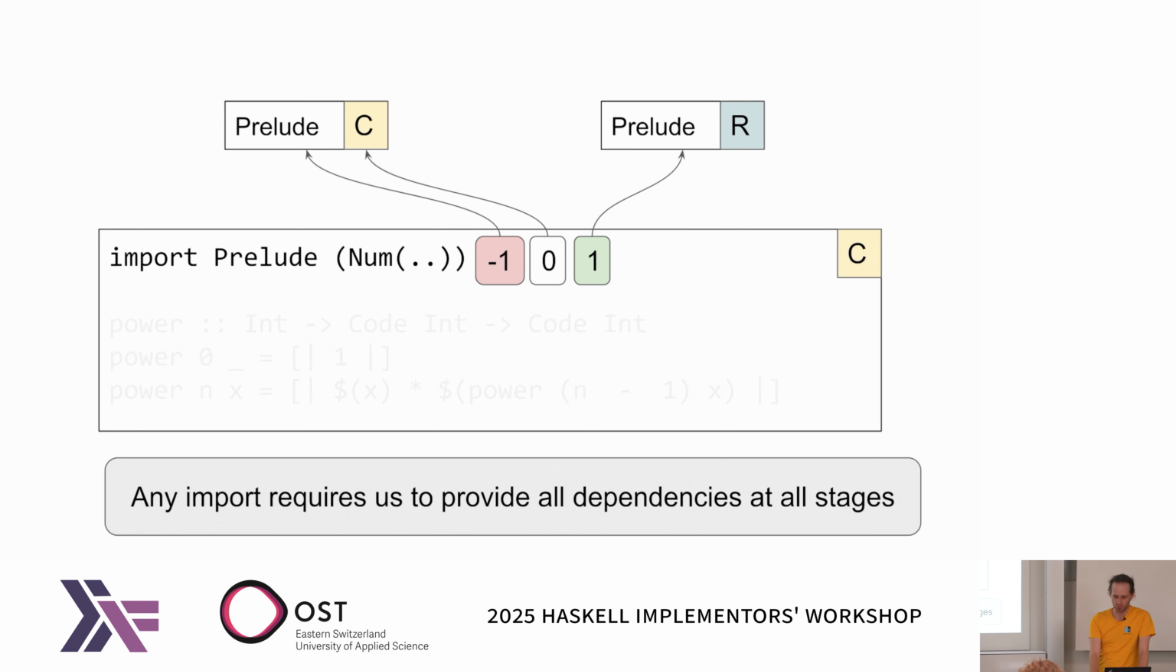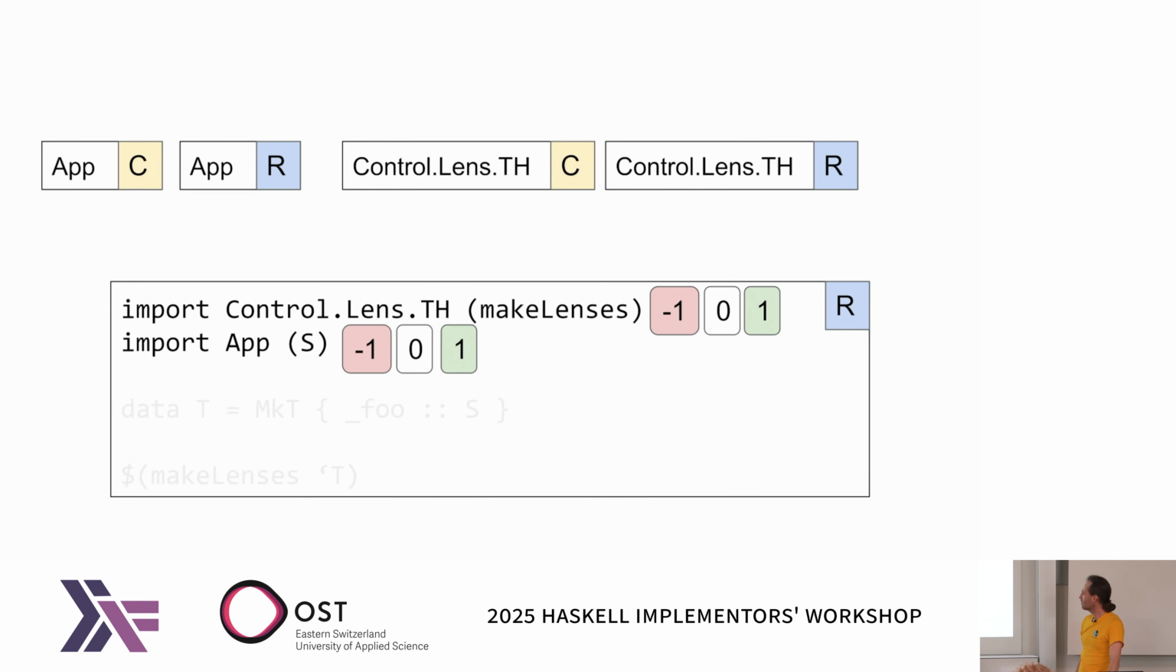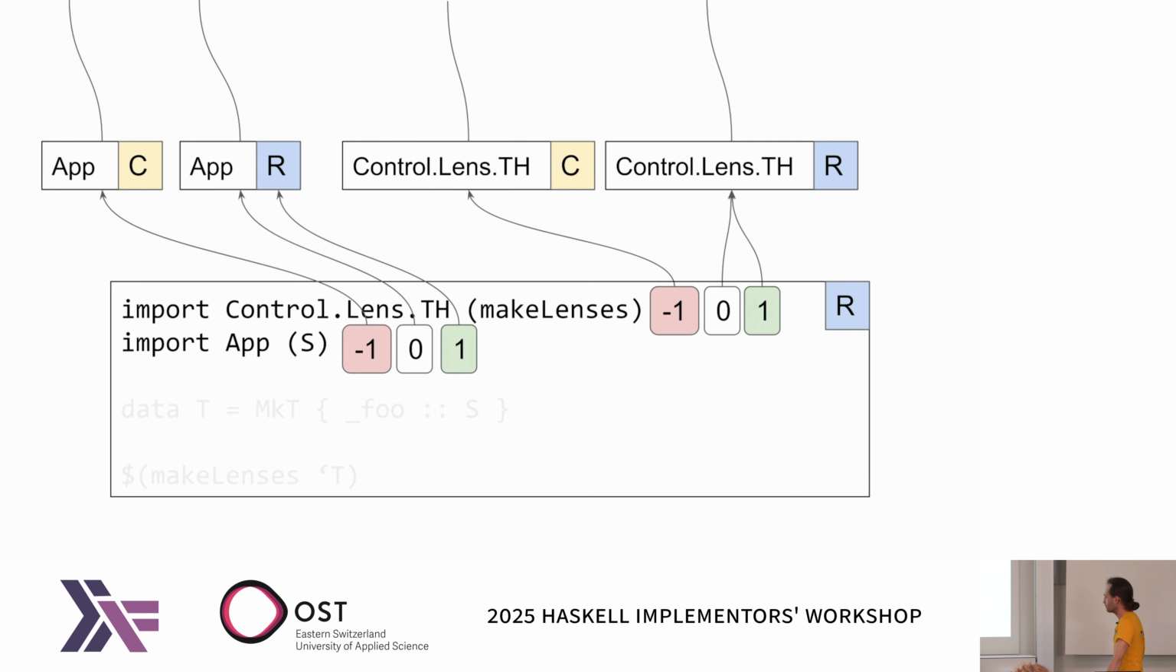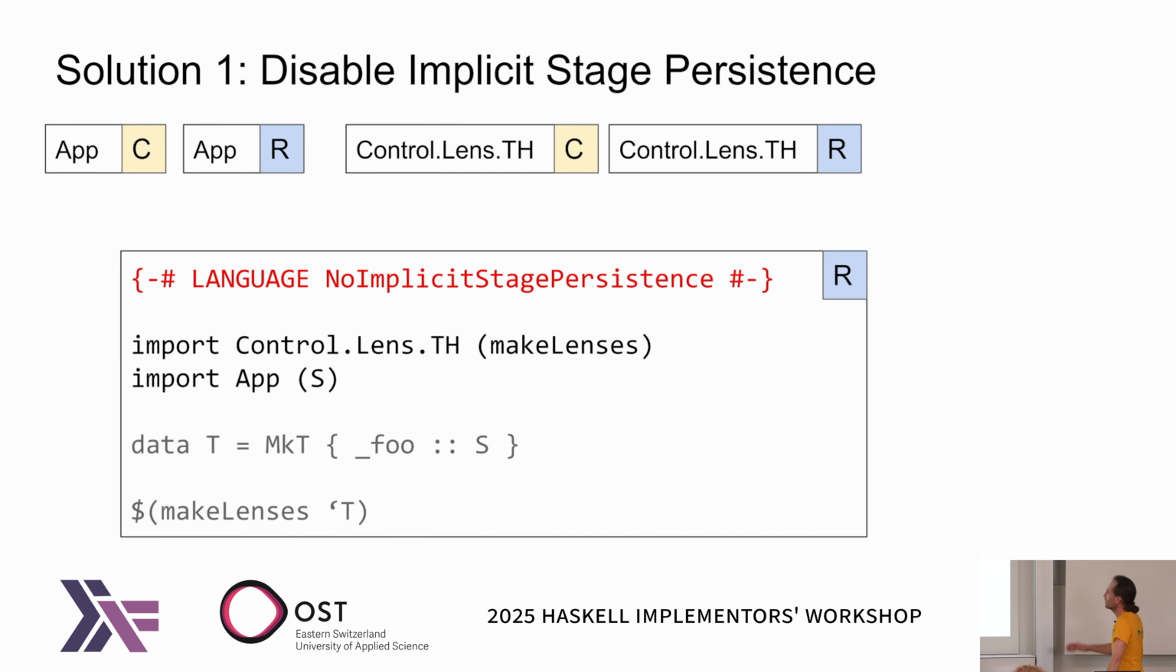So if only the language had a mechanism which allowed you to explicitly say in your import what level something was going to be made available at. And that is the purpose of the explicit level imports proposal. The first part of explicit level imports is to disable this rule which says that an import brings something into scope at all levels. That language extension is called NoImplicitStagePersistence.